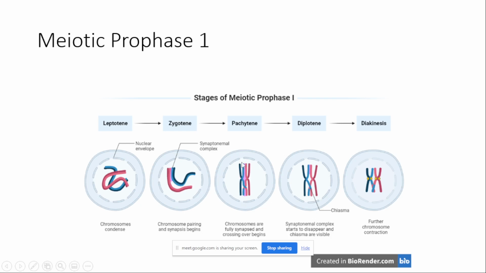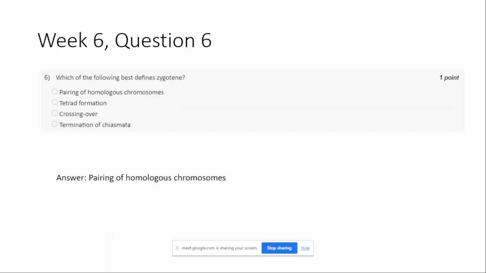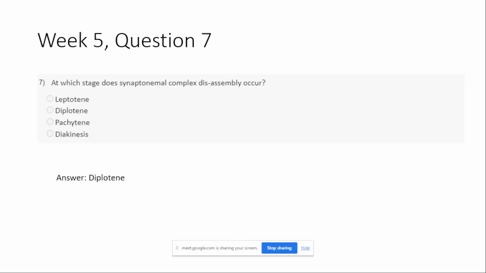It is present in pachytene, but in diplotene the synaptonemal complex starts to disappear, and due to this the chiasmata become visible. Here the chiasmata is not visible because it was shielded by, or not visible due to, the presence of the synaptonemal complex. So in diplotene, the synaptonemal complex will start to disappear. So the answer is diplotene.